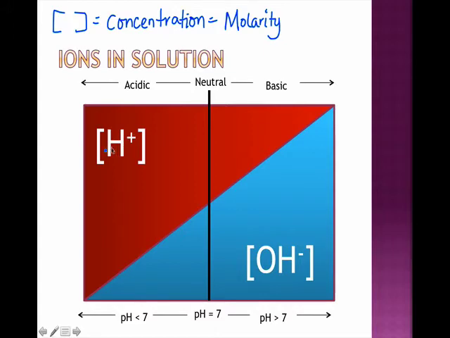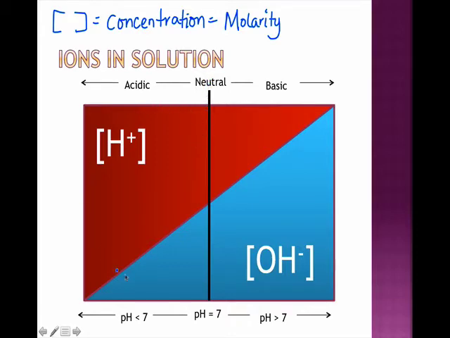So what they're saying here is that as the concentration of the hydrogen ion decreases, it gets less, the hydroxide ion concentration is getting more. There is always some hydrogen ion and some hydroxide ion in a solution. It's the ratio, though, that determines whether it's acidic, basic, or neutral.